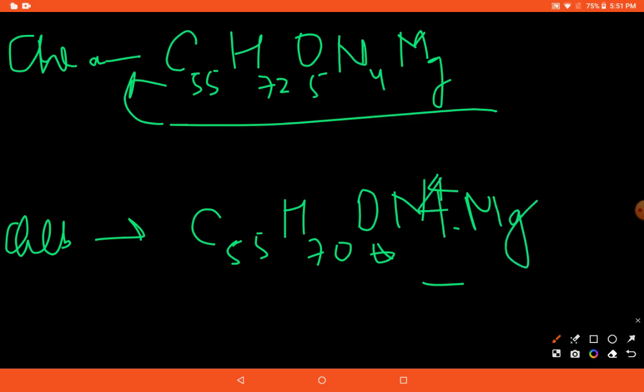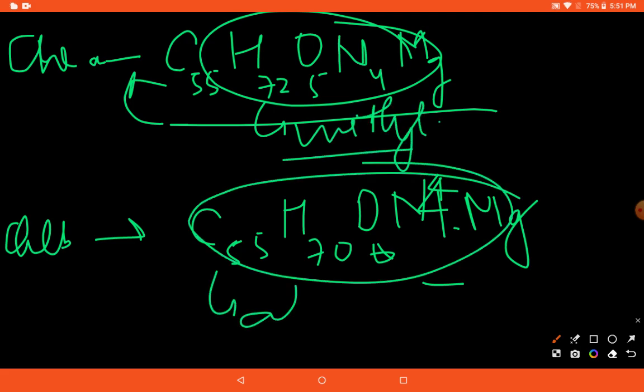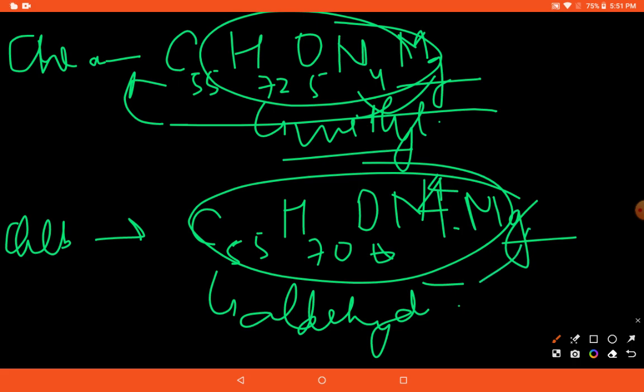So now what's the difference you find here? Any difference which you find here? Yeah. Here we have got the methyl group, and here we have got the aldehyde group. That's the only difference in chlorophyll A and B. In chlorophyll A, you've got the methyl group. In chlorophyll B, you've got the aldehyde group. Rest, magnesium is in between in both the cases. Both are non-ionic bonds. It's common in both the cases.